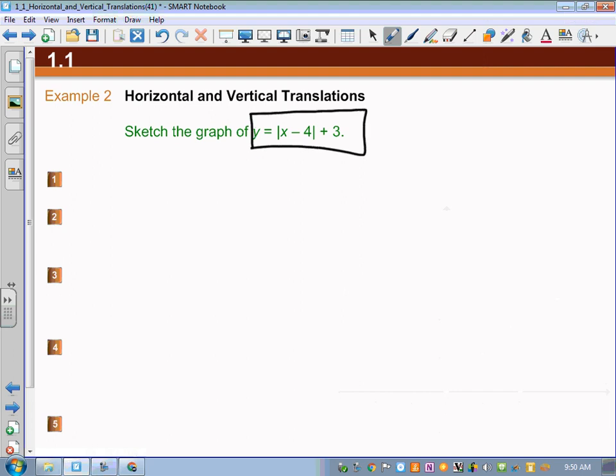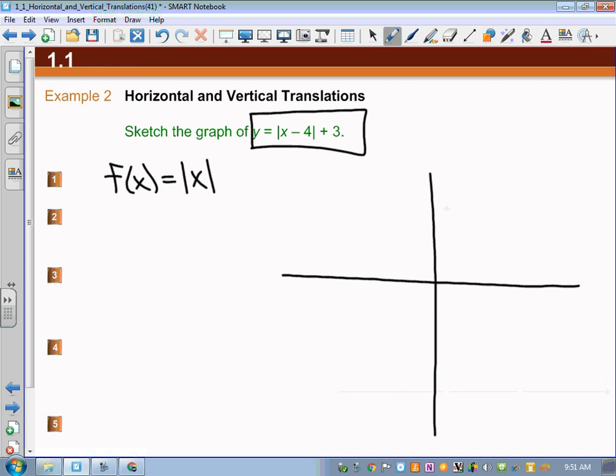minus 4 plus 3. Now, one of the hassles in transformations is that we really have to be able to identify what the original function was. And for this question, without any addition and subtraction, this would be as simple as f of x is equal to the absolute value of x. So I'm going to draw that first because knowing what the original function looks like becomes very, very important.